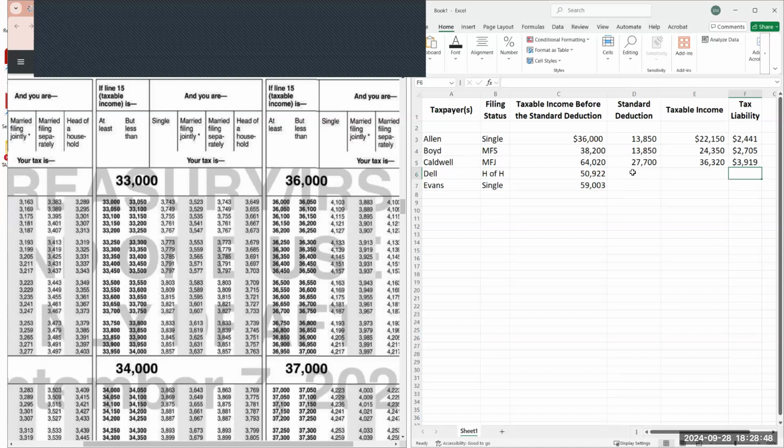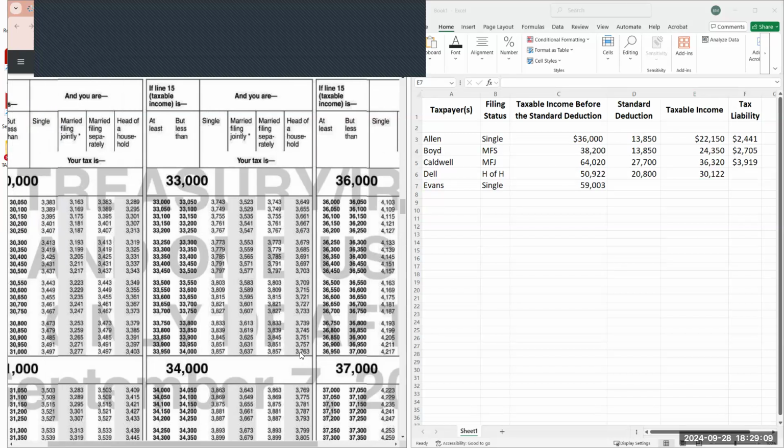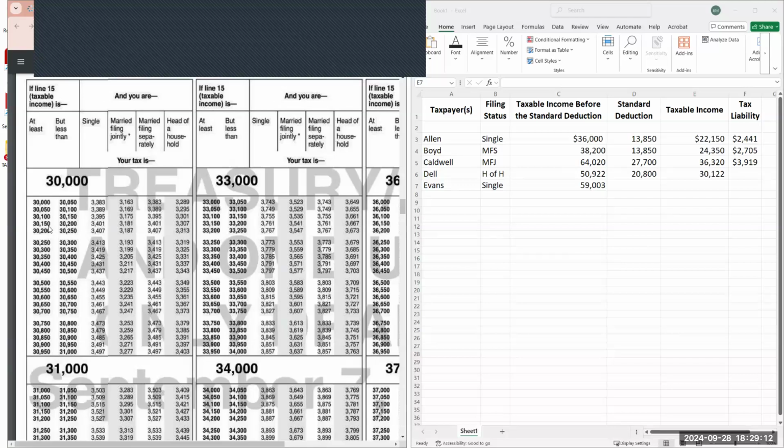For Dell, taxable income before the standard deduction of $50,922. The standard deduction for a head of household for 2023 is $20,800. That gives us taxable income of $30,122. So $30,122, we fall between the $30,100 to $30,150 range. So as head of household, we connect the dots. The tax liability is $3,301. So this brings us to the last individual, Evans.